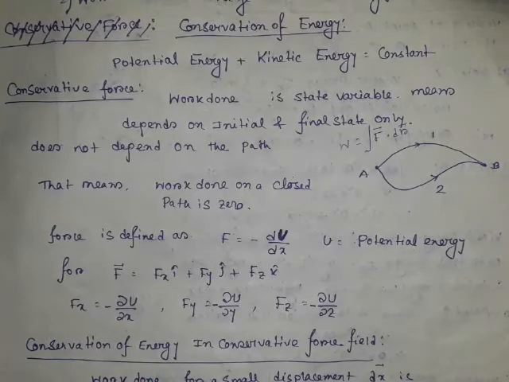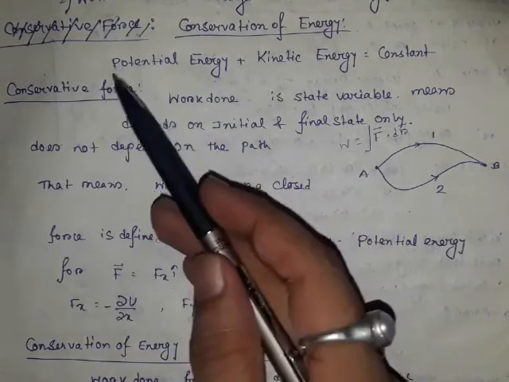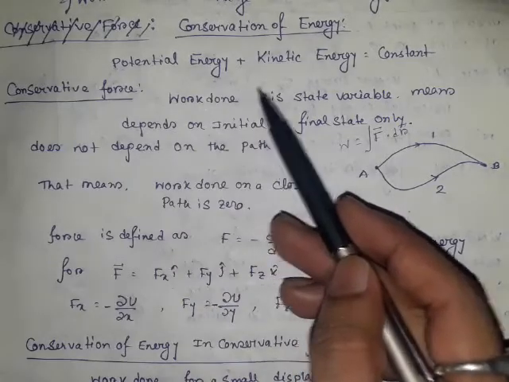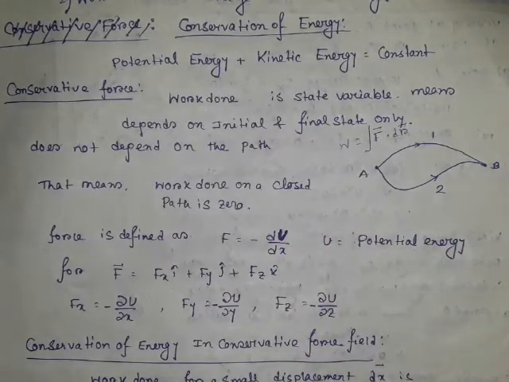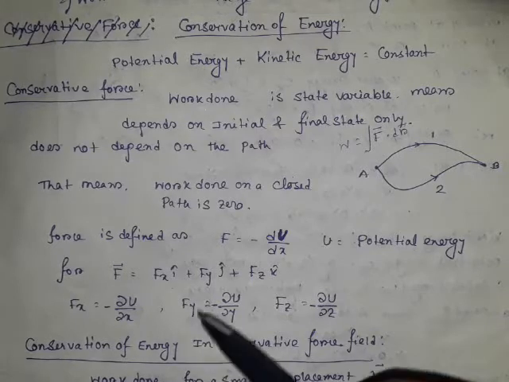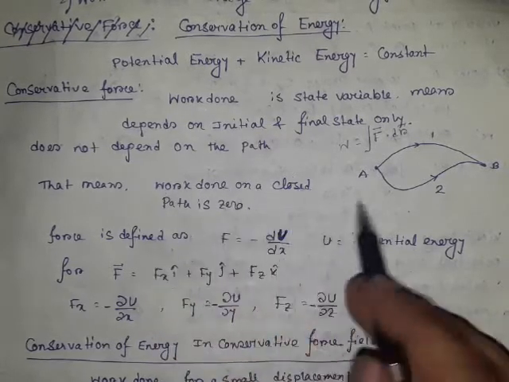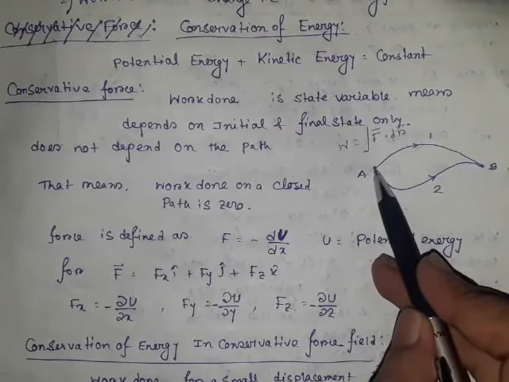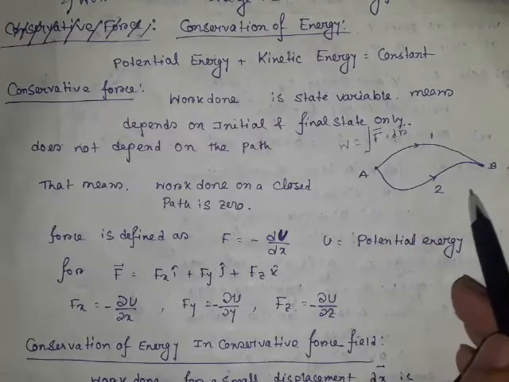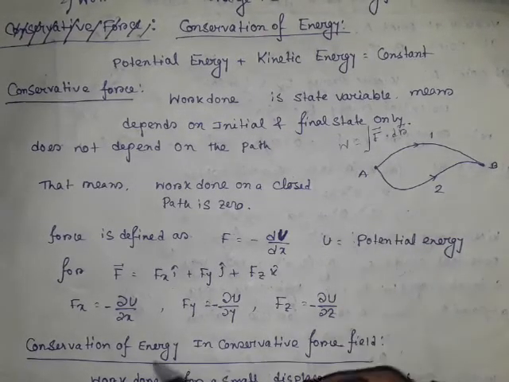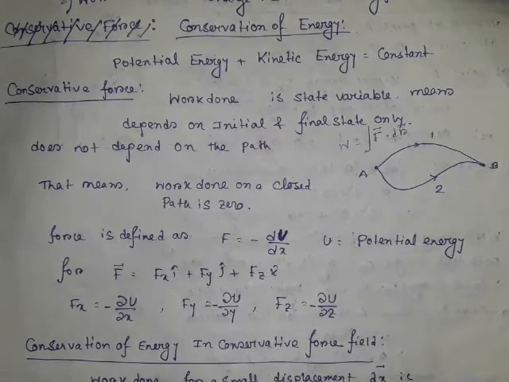Now as I already mentioned, for the conservative force field, work done is a state variable or state function. That means it depends on the initial and the final state. Now if you find the work done on a closed path, that means you started from A, went to B, and then came back to A, the work done on this whole process will be 0 under the conservative force field.